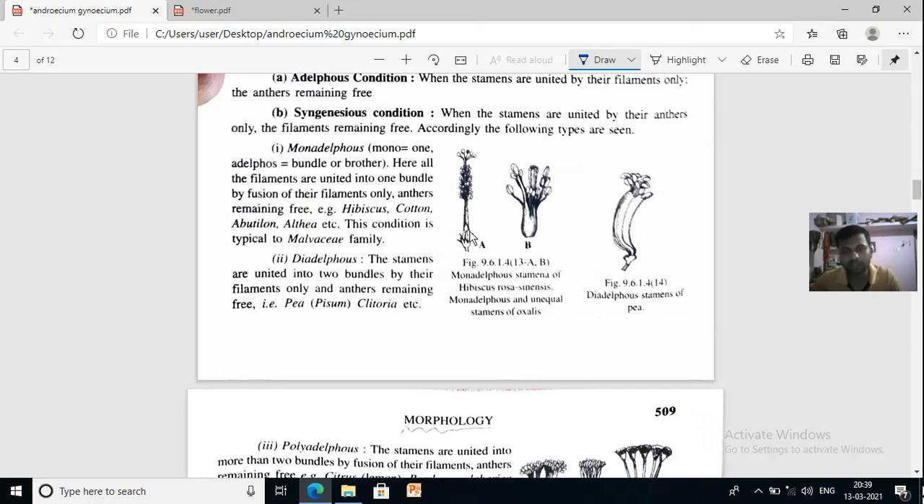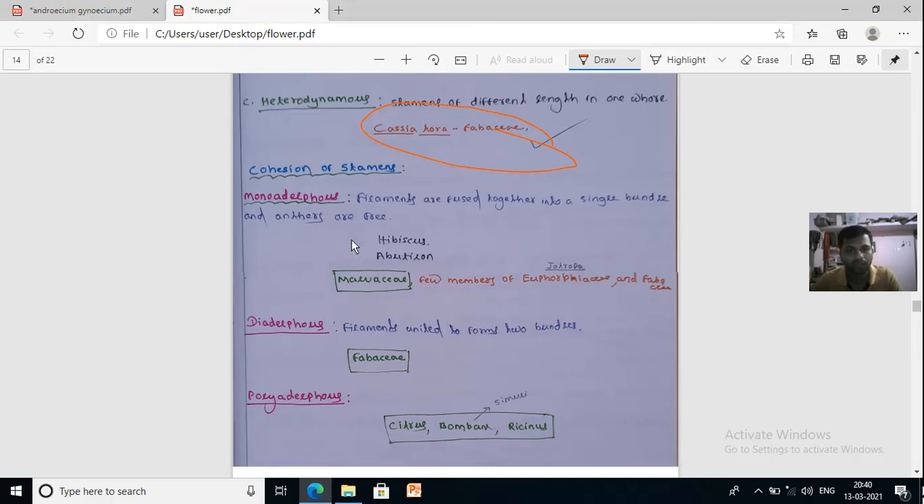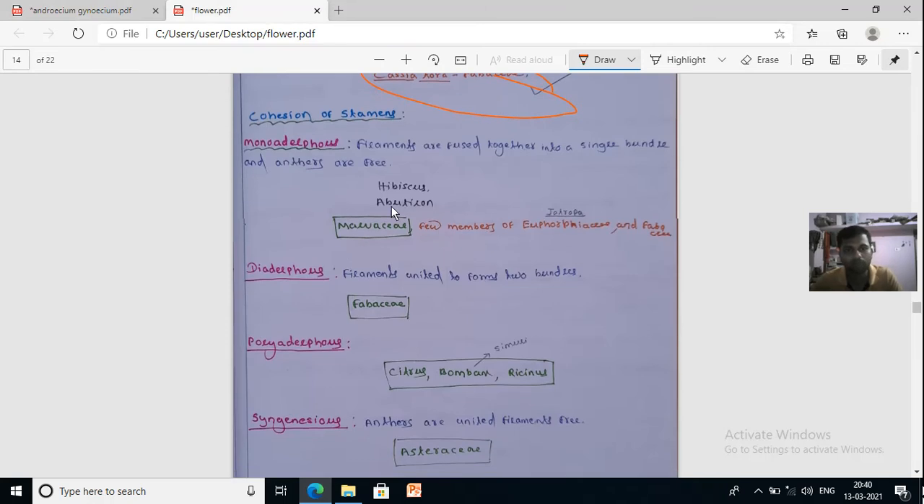Now we come to the adelphous condition. When the filaments of the stamens become joined together and the anthers are free, it is known as the adelphous condition. If they form one bundle, that's the monoadelphous condition. If two bundles, that's the diadelphous condition. The monoadelphous condition is found in Hibiscus, Abutilon, of the family Malvaceae, always remember, as well as Euphorbiaceae.